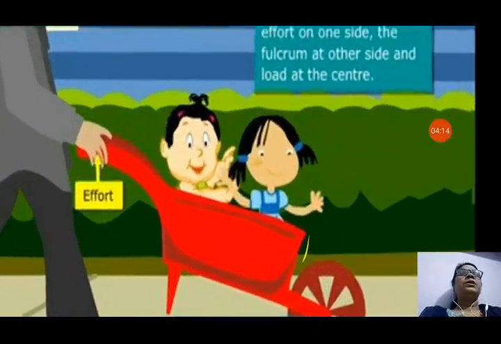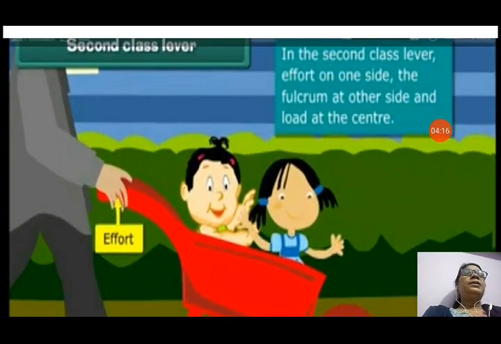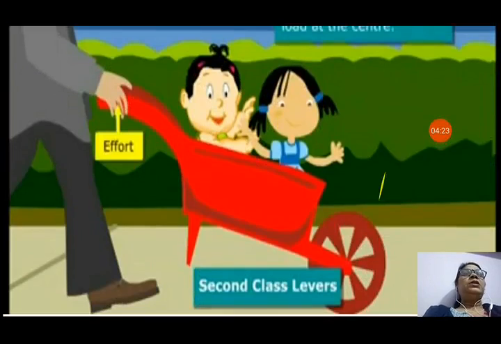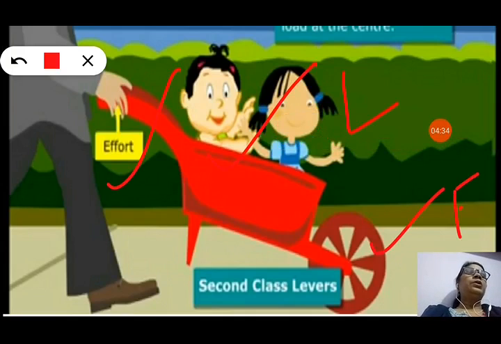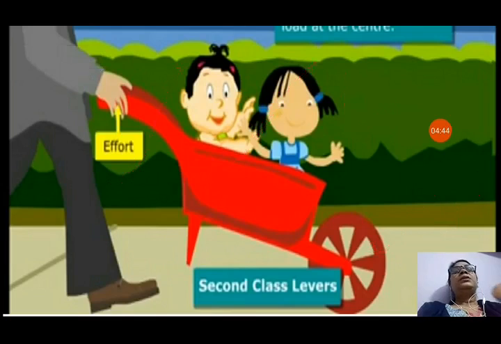Now next let us see about the second class lever. In the second class lever, effort is on one side, the fulcrum at the other side, and the load is at the center. In this type of lever you can see one side is effort, in the middle the load is there, and fulcrum is in the front part. So in this case the load is between the effort and the fulcrum. So this type of lever is known as second class lever.